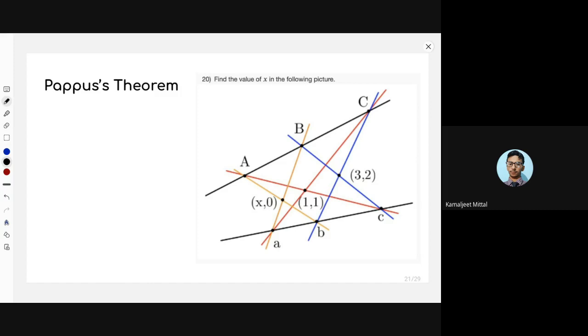Sir, Pappus's theorem said that these intersections of capital A, small b and capital B, small a, these intersection points are collinear. Yeah, the intersection points are collinear. So that means these 3 points are collinear to each other. Correct. So I can draw a line joining these 3 points, something like this.